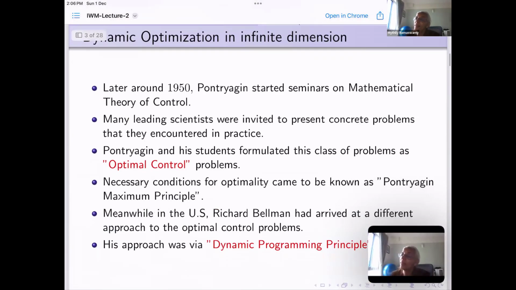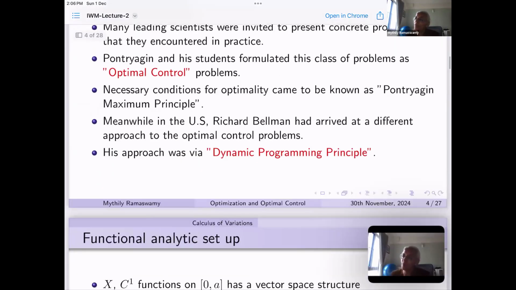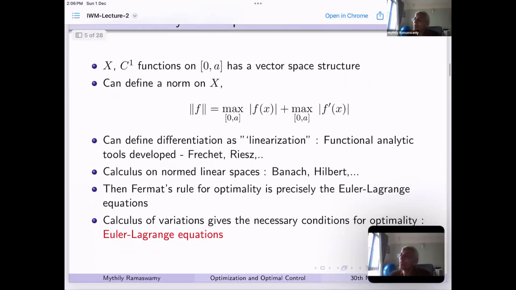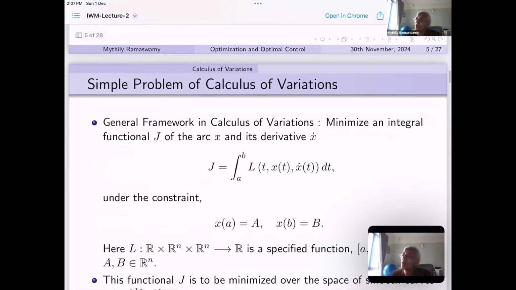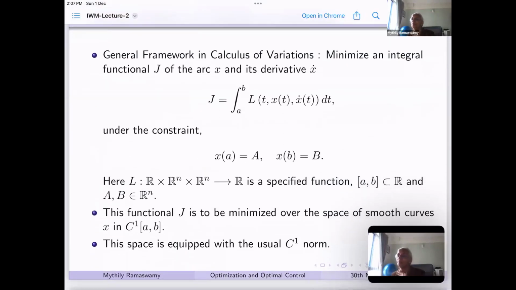And a little later, Pontryagin and Richard Bellman started looking at the optimal control problem, which is of a similar nature. You can have a constraint depending on x dot, or your constraint is going to be a differential equation. So how do we solve that was the question. And in this case we wanted the Fermat's equation, that is the optimality conditions. The first order conditions will be the Euler-Lagrange equations, and we wanted to derive those Euler-Lagrange equations.